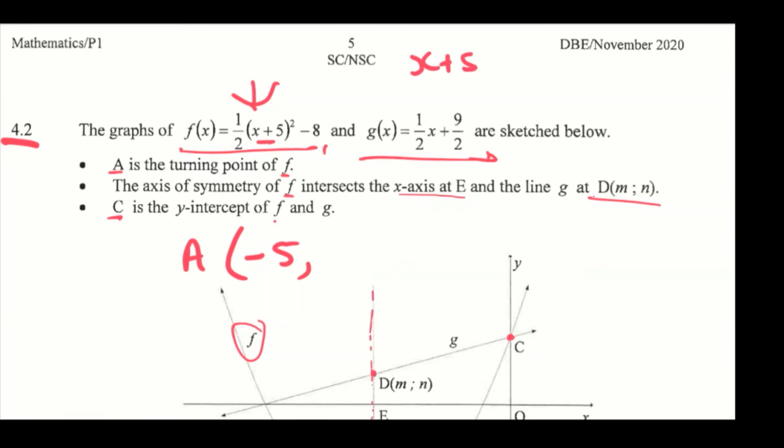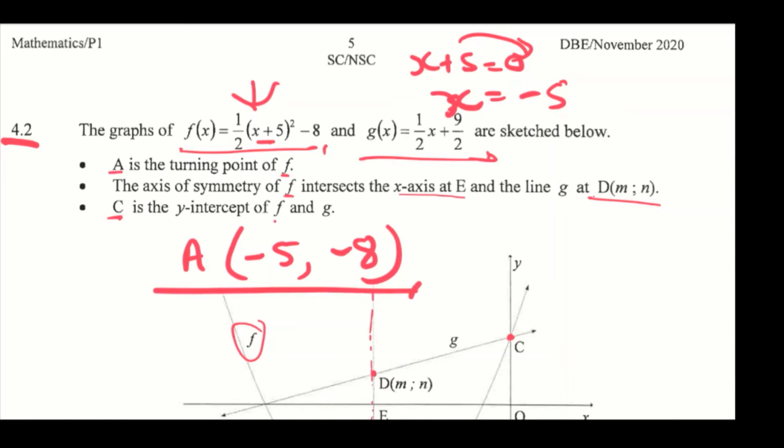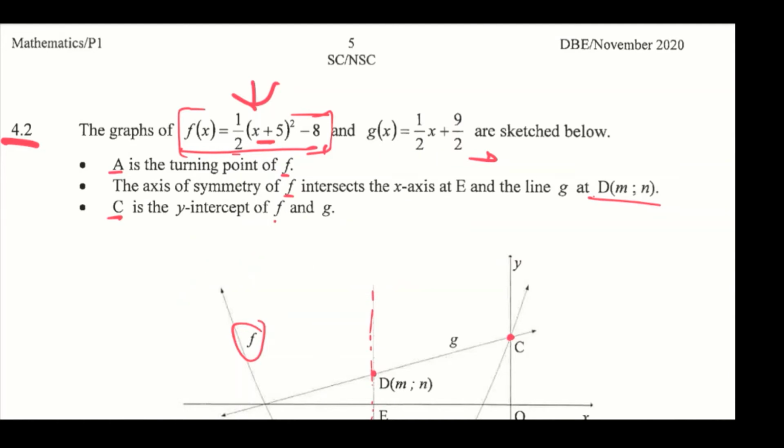x plus 5 equals 0, so you transpose the 5 to the other side, with x being equal to minus 5. So it's going to be minus 5 and minus 8. So these are the turning point of this graph of f. So hence the turning point is actually the A value. So now we're done answering this question here.